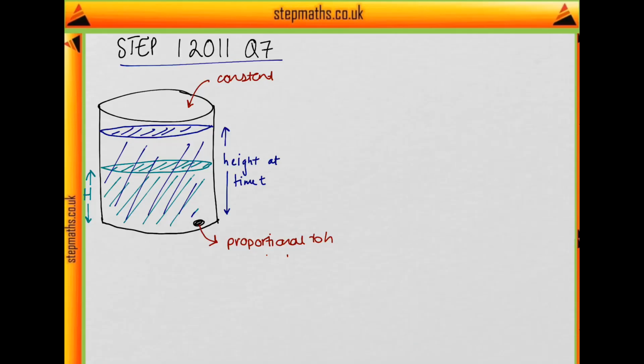This is Step 1, 2011, Question 7. We are told that the water tank has a height of water h at time t, and its initial height of water is big H. Water flows into the tank at a constant rate, and water flows out of the tank through a hole at the bottom at a rate proportional to h, the height of the water at the time. We are also told that the height of water remains constant at h equals alpha squared big H, where alpha is a constant greater than 1.